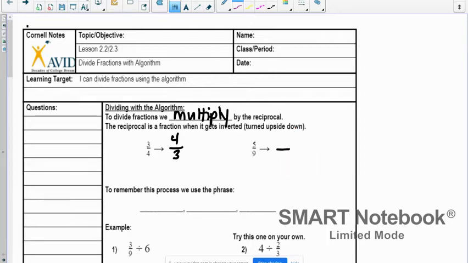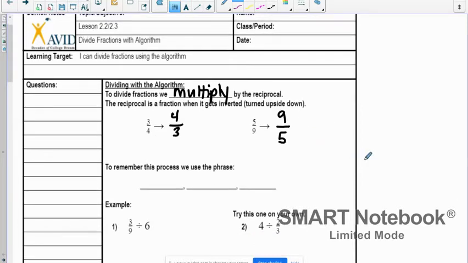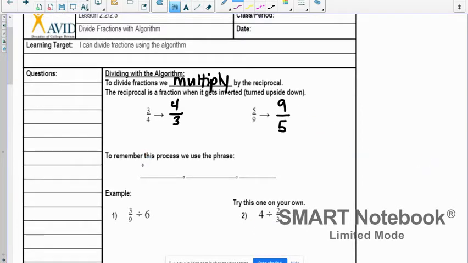So I want you to find the reciprocal of 5/9 on your own. Write it down on your paper. Since 5 is our numerator, that becomes our denominator. 9 is our denominator, that becomes our numerator. It becomes 9/5.